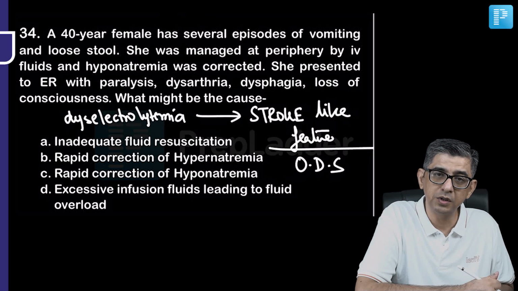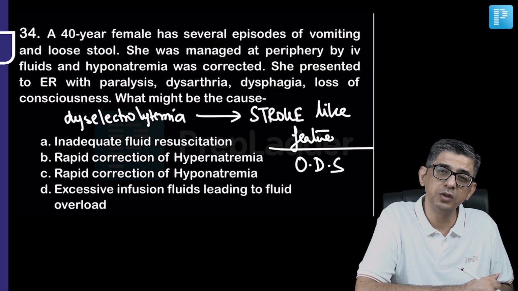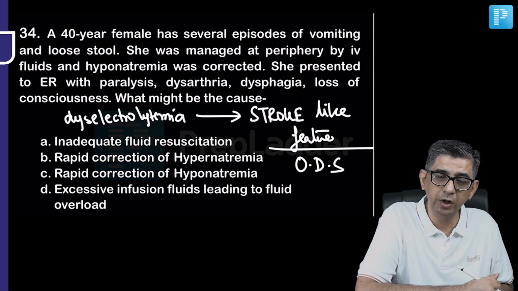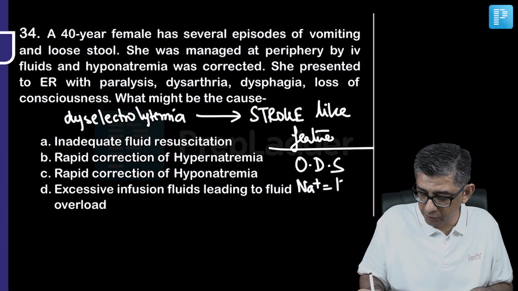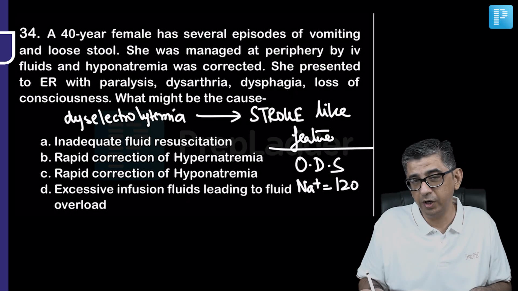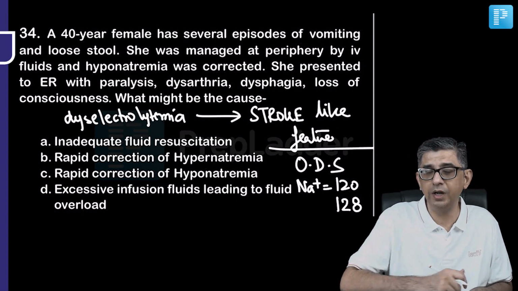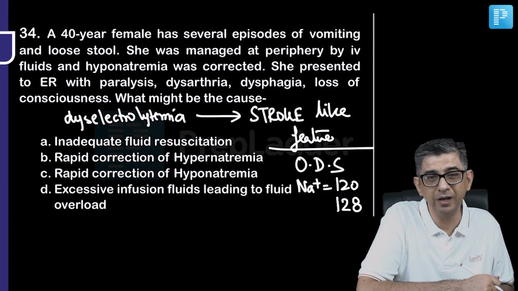The reason for this is that if you correct sodium very fast... the correction of sodium on a daily basis should not be more than 8 milliequivalents. Suppose a patient got admitted with a sodium value of 120, then you will not straight away, in 24 hours, upgrade from 120 to 135. You will upgrade in 24 hours from 120 to 128. From 128, you will jump another 8 points in the next 24 hours.